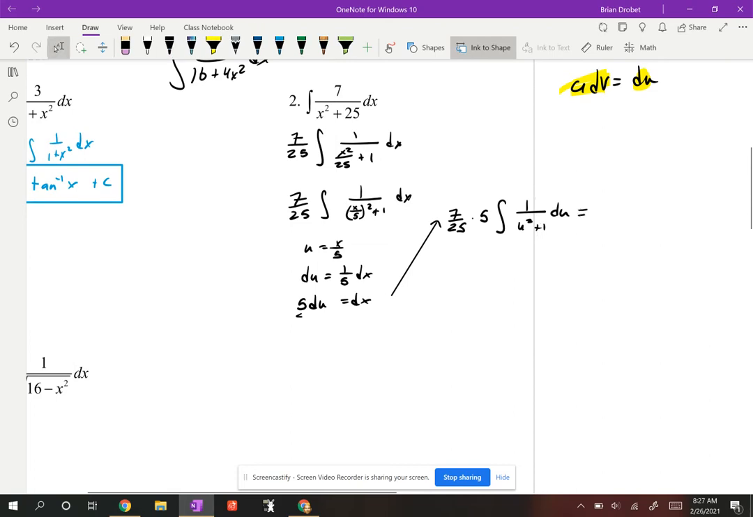So this becomes 7/5 inverse tangent of u plus c, or 7/5 inverse tangent of x over 5 plus c.